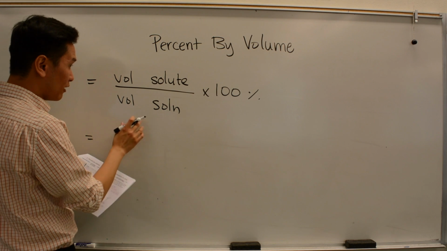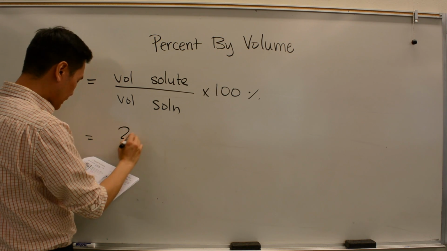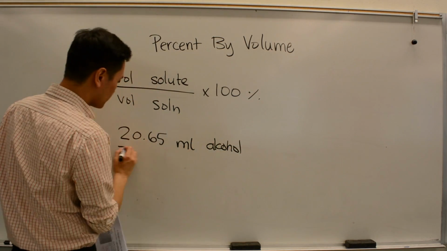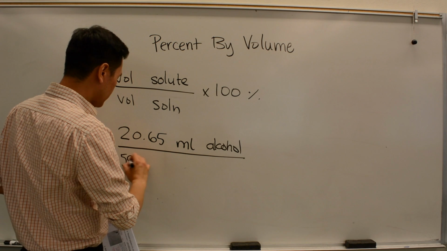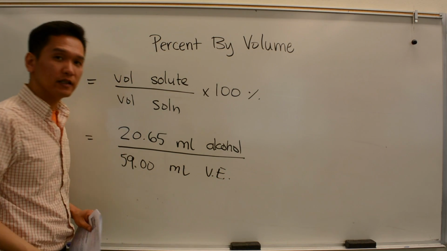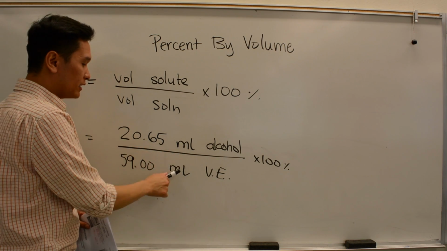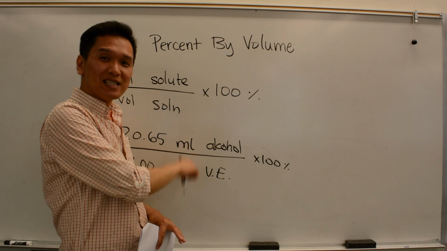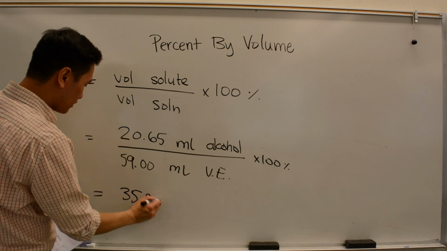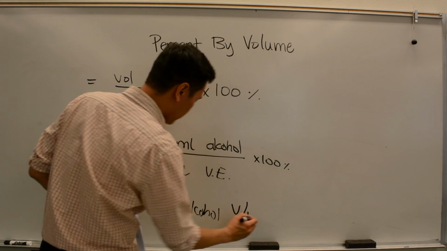Okay, so in this case, to calculate the percentage, you would say, what is my volume of solute? That is the alcohol, so that's 20.65 ml of alcohol divided by 59, which is your total volume of your vanilla extract. I'm just going to rewrite as vanilla extract. Multiply that by 100. As long as your units are the same, you're good. If this is milliliters and this is liters, it won't work. As long as the unit is the same. So it turns out then, if you do this math, it's 35.00% alcohol, volume by volume.